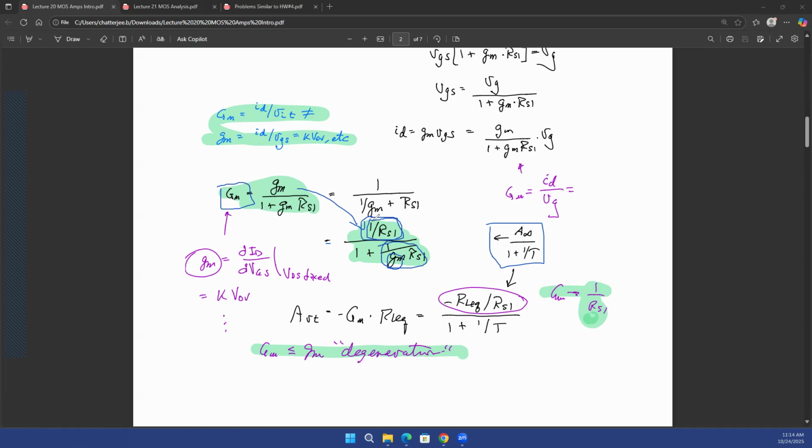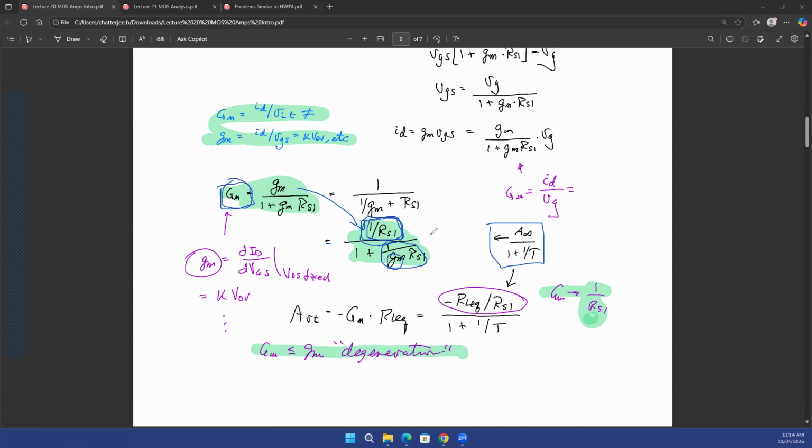Right? So as you see, the Gm of the whole circuit is not even dependent on the gm of the MOSFET in the limiting scenario. If gm is infinitely large, you want a very high gm of the transistor because you want high gain. But even if the transistor has infinite gm, the uppercase Gm, the Gm of the whole circuit, becomes just 1 over RS1.